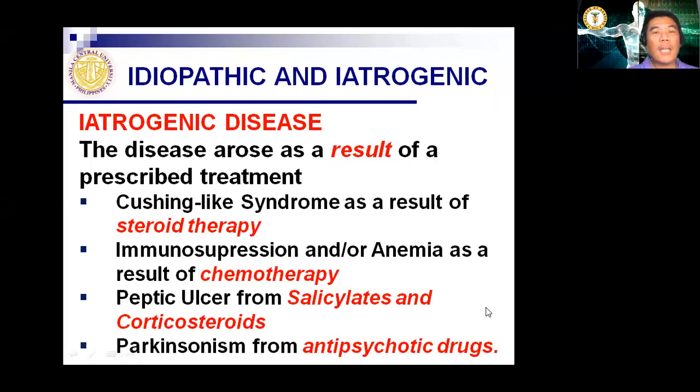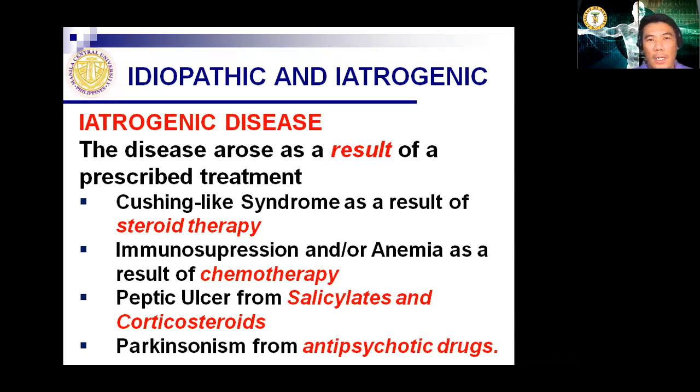How about iatrogenic? An iatrogenic disease is a disease that arose as a result of a prescribed treatment. For example, the client is subject to the following as presented in the slide: steroid therapy, chemotherapy, salicylates and corticosteroid therapy. Salicylates are more on the aspirin therapy, and Parkinsonism from antipsychotic drugs.